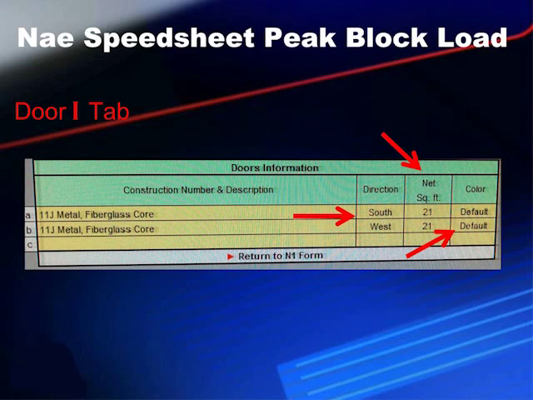Next, we move to the Door 1 tab. There we'll select the door A or B type using a scroll down, and then we'll enter the direction, and the net square feet and the color. After that, we push the button on the bottom there that returns us to the N1 form, and we're ready to finish the N1 form for doors.